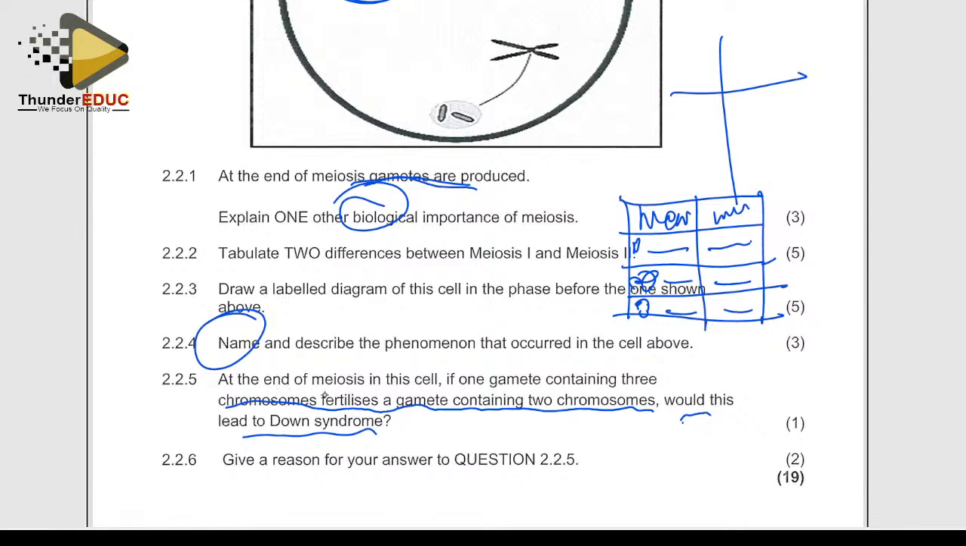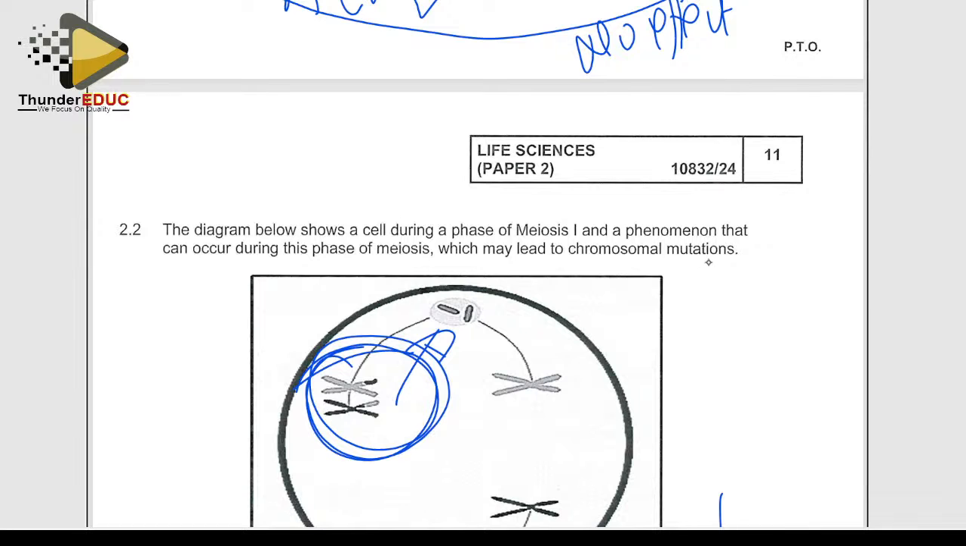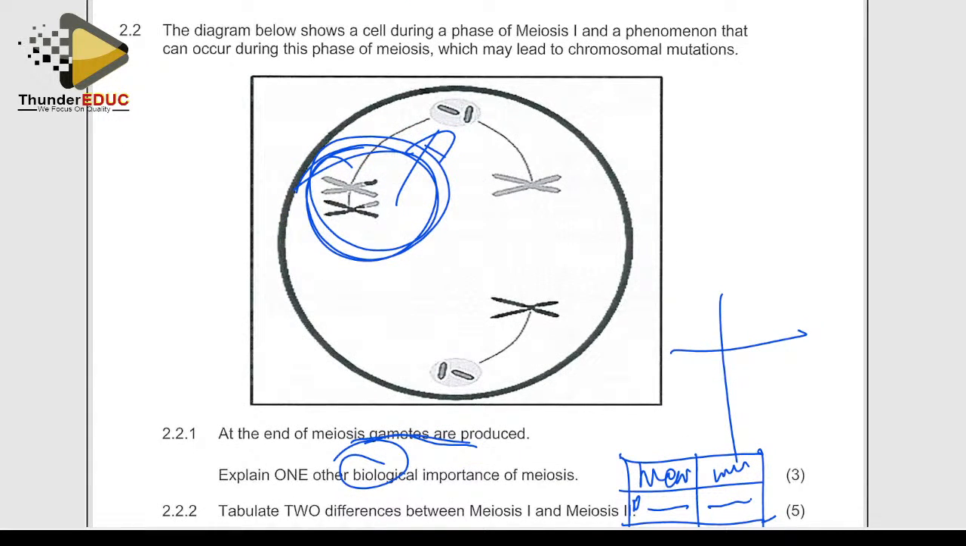So remember, at the end of meiosis, let's read again. If one gamete containing 3 chromosomes fertilizes a gamete containing 2 chromosomes, would this lead to Down syndrome? The answer is no. You know why? This is not a human cell. Did I mention here the human cell? Never.